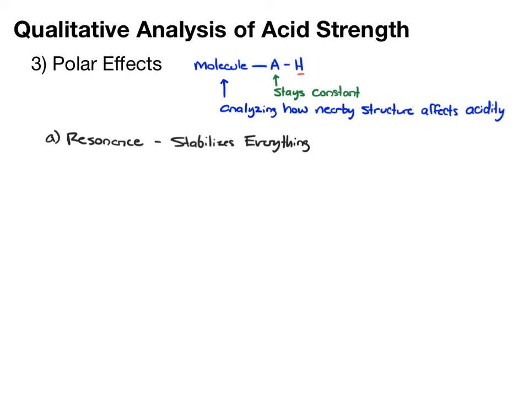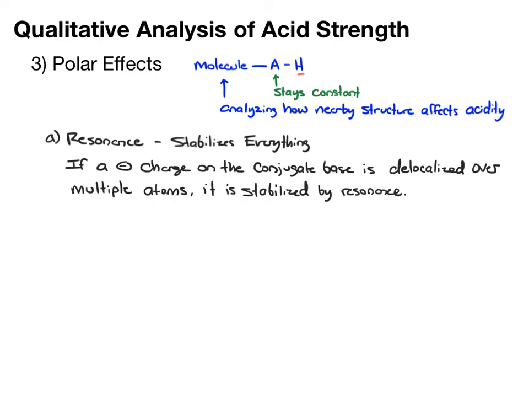So in terms of how we're going to apply this to acidity, if you have a negative charge on a conjugate base that is spread over multiple atoms through resonance, it's going to be more stable. So put more clearly, if a negative charge on the conjugate base is delocalized over multiple atoms, it is stabilized by resonance. A more stable conjugate base comes from a stronger acid. Right, so let's look at a couple of examples to compare.